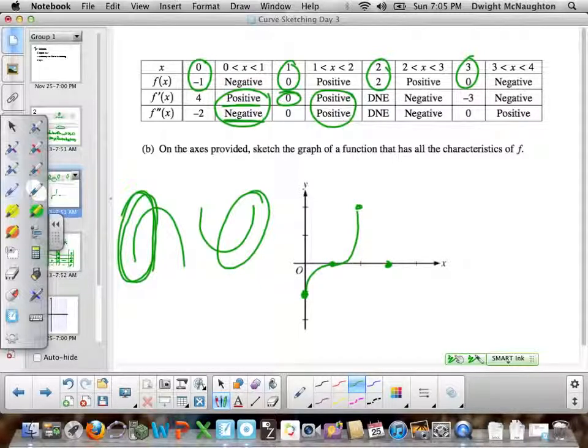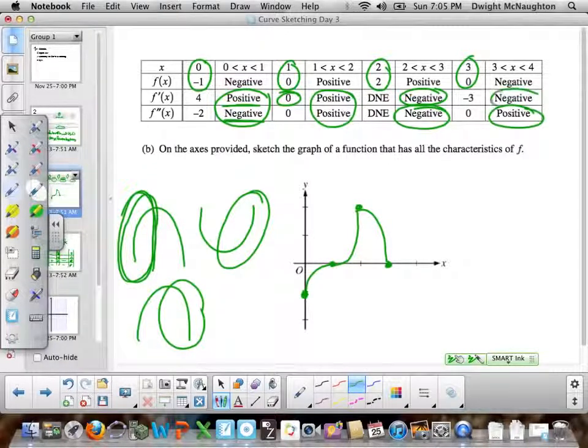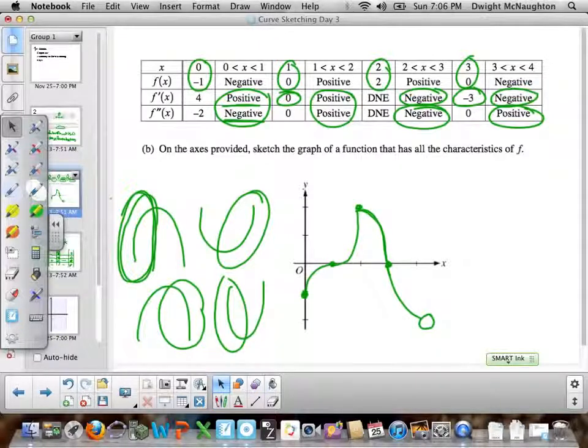There's that interval. From 2 to 3, we're concave down, because the second derivative is negative, and decreasing. Concave down, decreasing, that's the shape. And our last interval, concave up, decreasing, open circle because it's not inclusive. Keep in mind we should have a smooth transition here for the slope. All right?